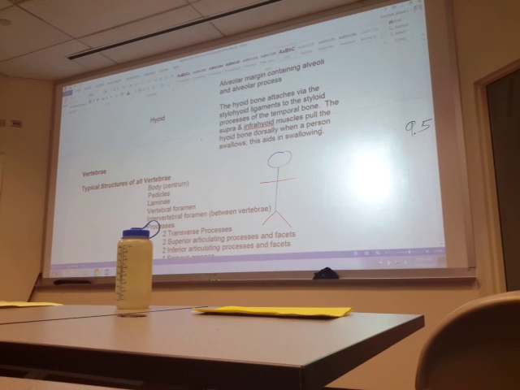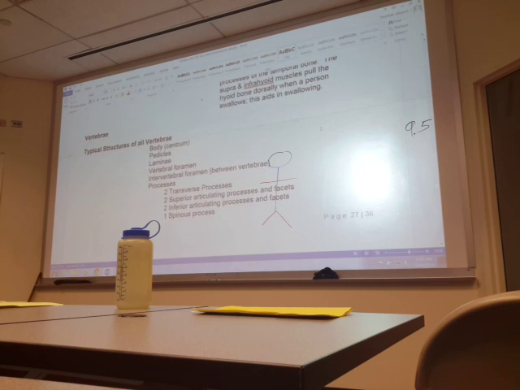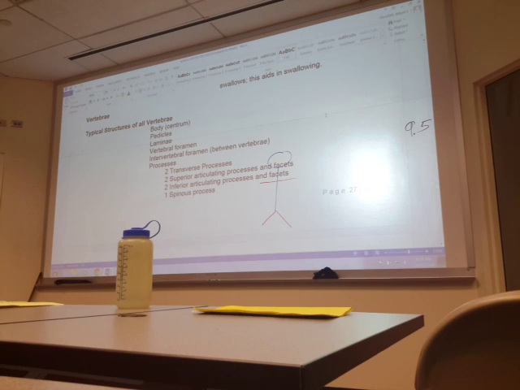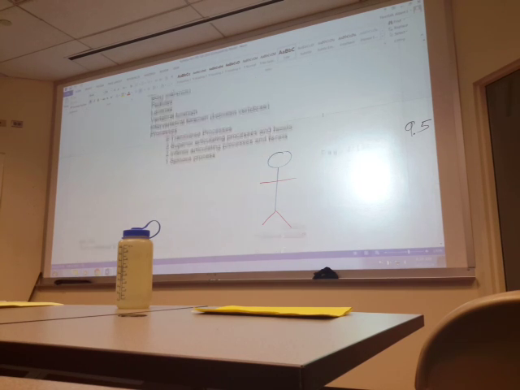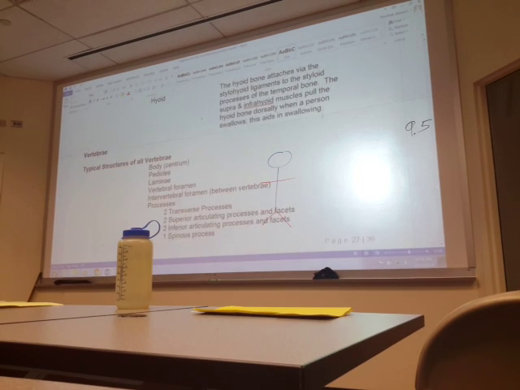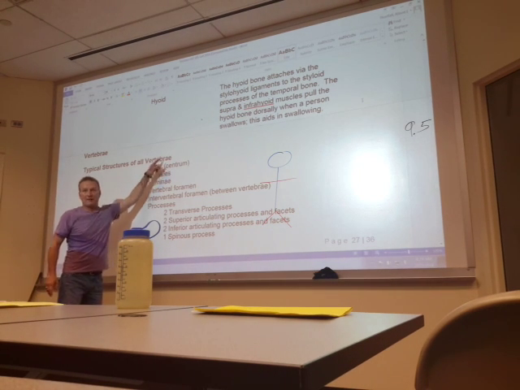Now we get into vertebrae. Vertebrae, of course, are the bones of the vertebral column. I start by talking about features common to most vertebrae, and then I get into the different types of vertebrae. So these typical structures of all vertebrae, you're going to find in pretty much any vertebra. You take the E off the word and it becomes singular: vertebra, vertebrae.